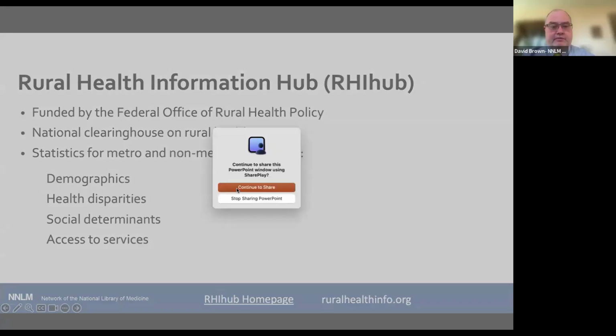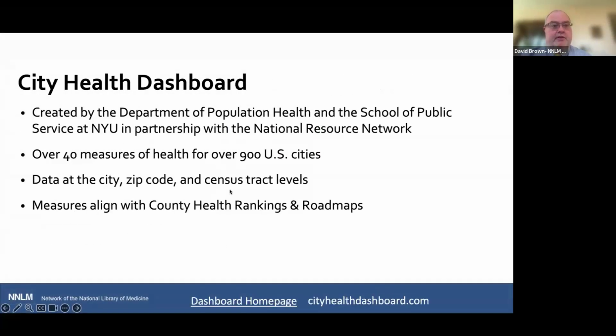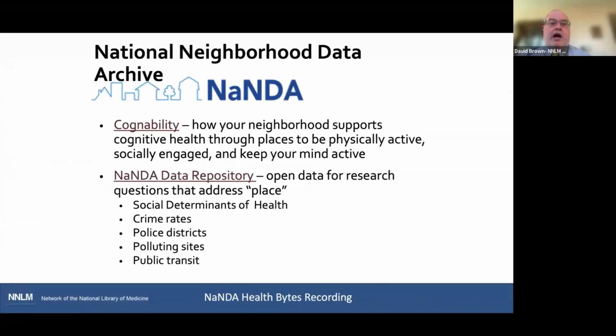All right, so that was our RHI hub. I'm sorry, City Health. Another resource that's out there, done by one of our other regions, is specifically the National Neighborhood Data Archive. Again, this is another thing where you can look at your neighborhood's cognitive health through places to be physically active, socially engaged, and keep your mind active, and the other data repository for open data for research questions that describe place.